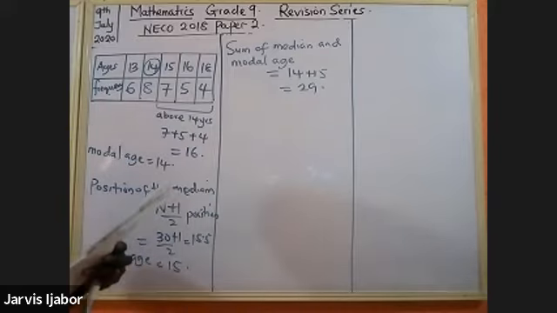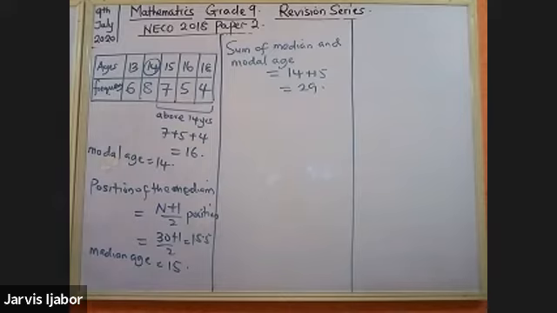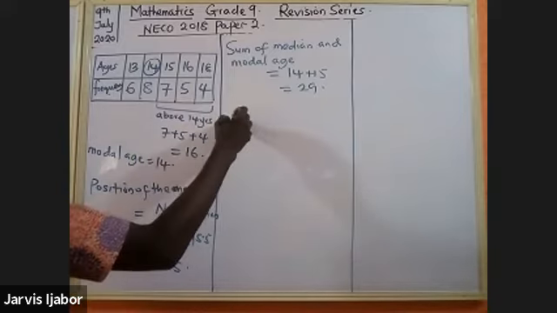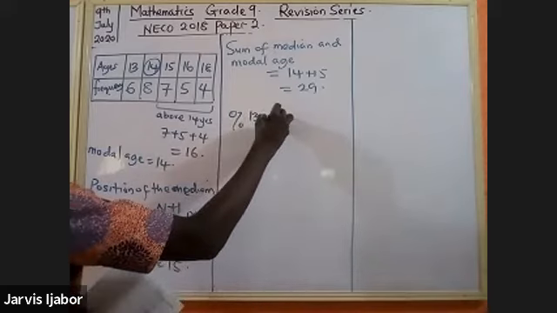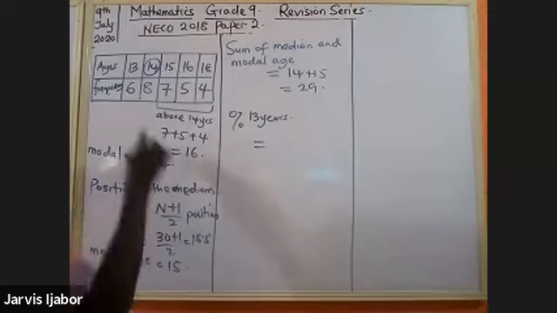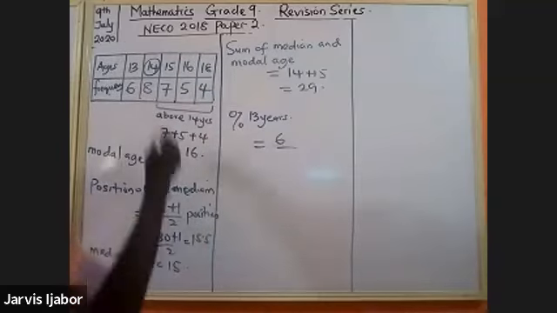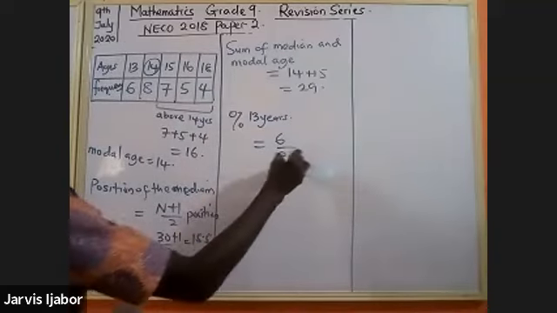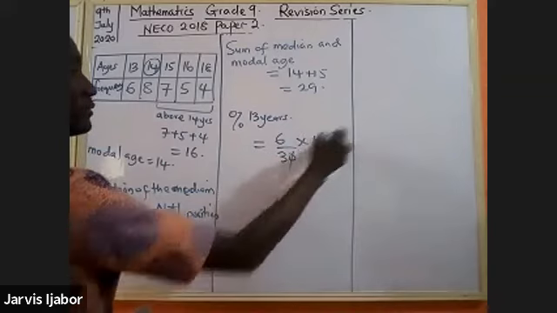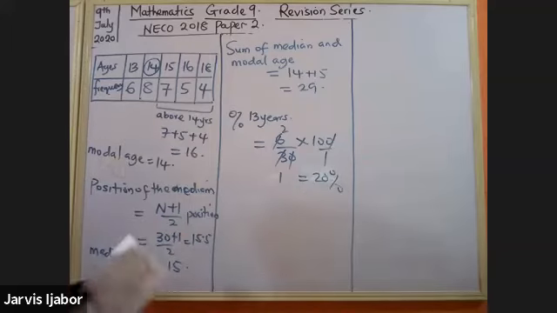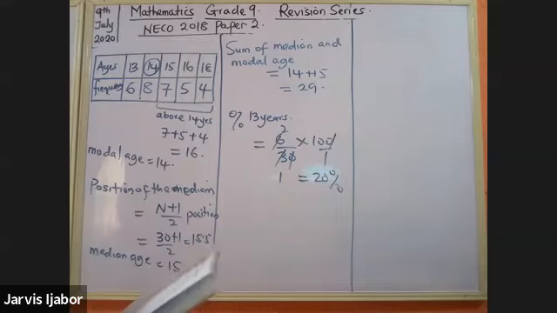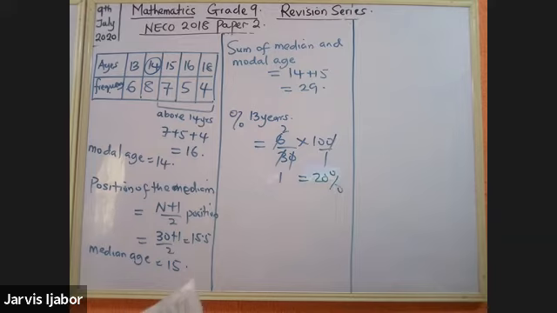Now, what percentage of the students are 13 years? What's the total frequency? So, percentage of 13 years will be equal to, how many are 13 years? 6. What's the total frequency? 30, times 100 over 1. And that will be 20%. So for question 54, it will be 20%. All right, let's see how far we can still go.